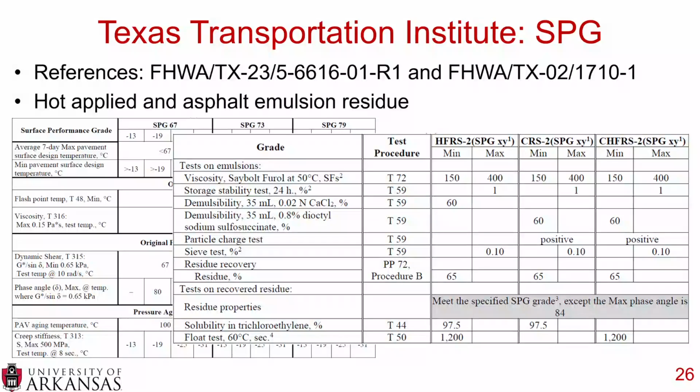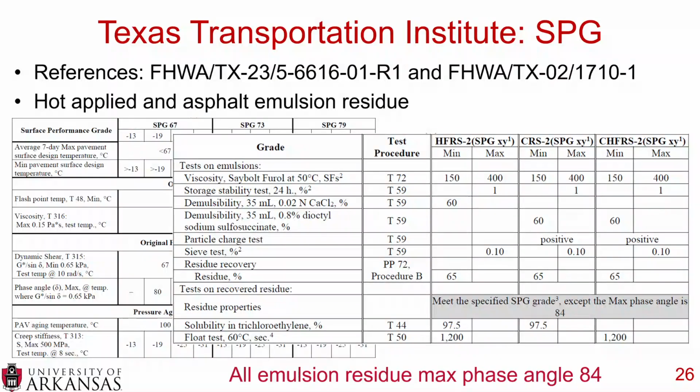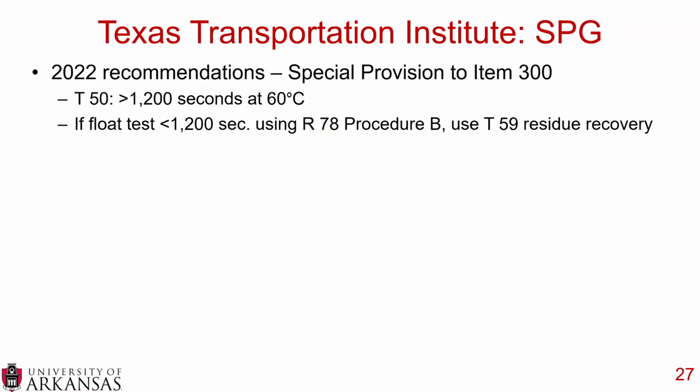And then they also have the float test as part of the requirements. So high floats are treated the same as the standard, except all the emulsion residues are a maximum phase angle of 84, not 80. And then also in 2022, they do have a special provision to item 300. They include having T50, AASHTO T50, being greater than 1200 seconds at 60 degrees. But if it's less than 1200, using the R78 procedure B, that low temperature evaporation study, you need to rerun the float test using the T59 residue recovery.